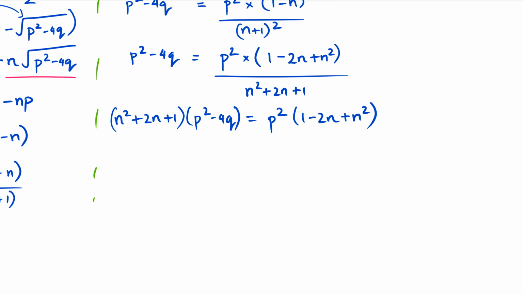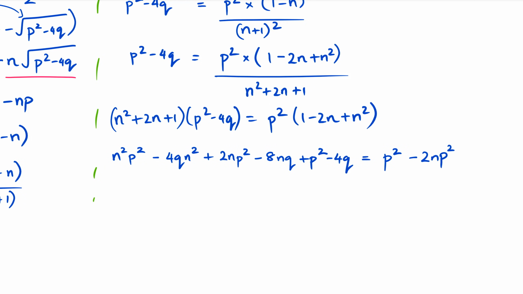So we've got n squared times p squared minus 4q, which is n squared p squared minus 4qn squared. Then we've got plus 2n p squared, and then we've got minus 8nq, plus p squared minus 4q, and all of this is equal to p squared times 1 is p squared, minus 2n p squared, plus n squared p squared. This really is a horrible question. That's all I can say.